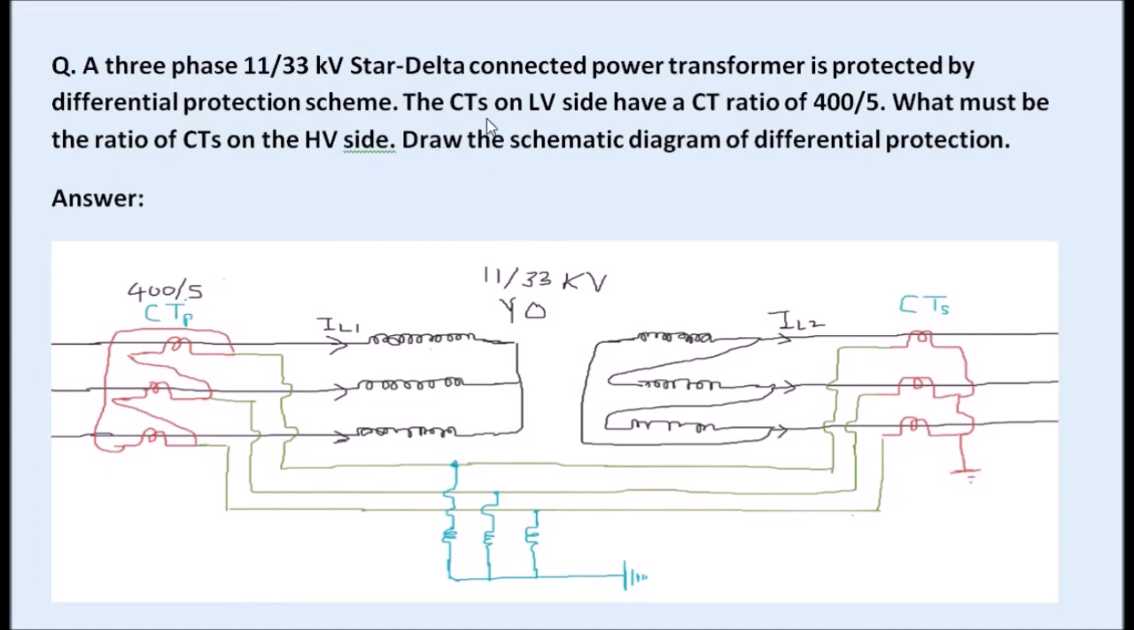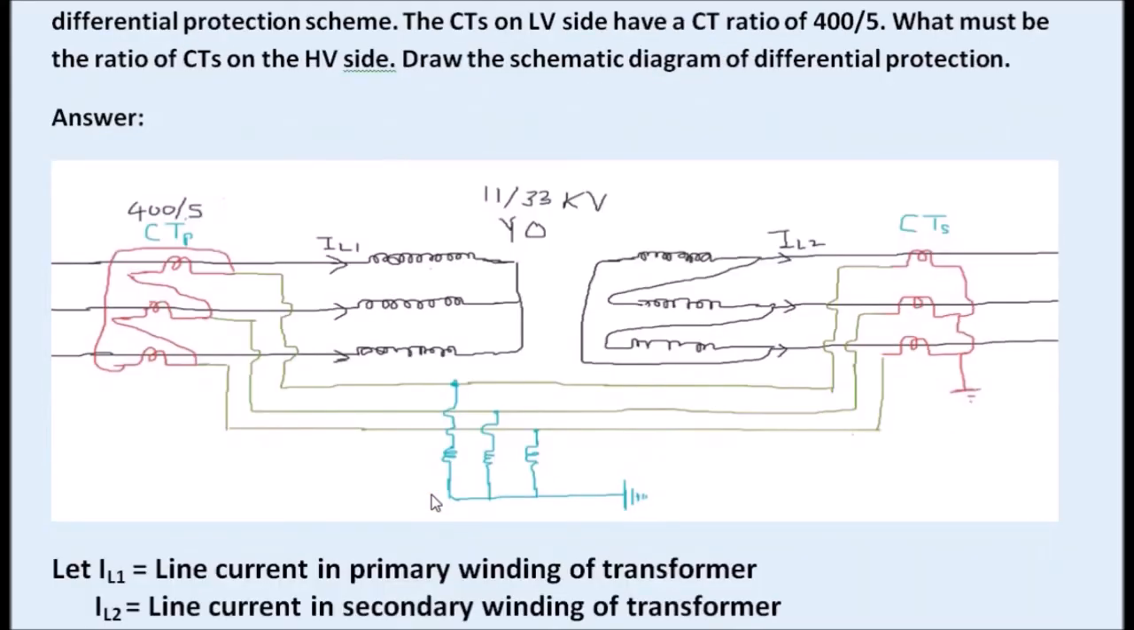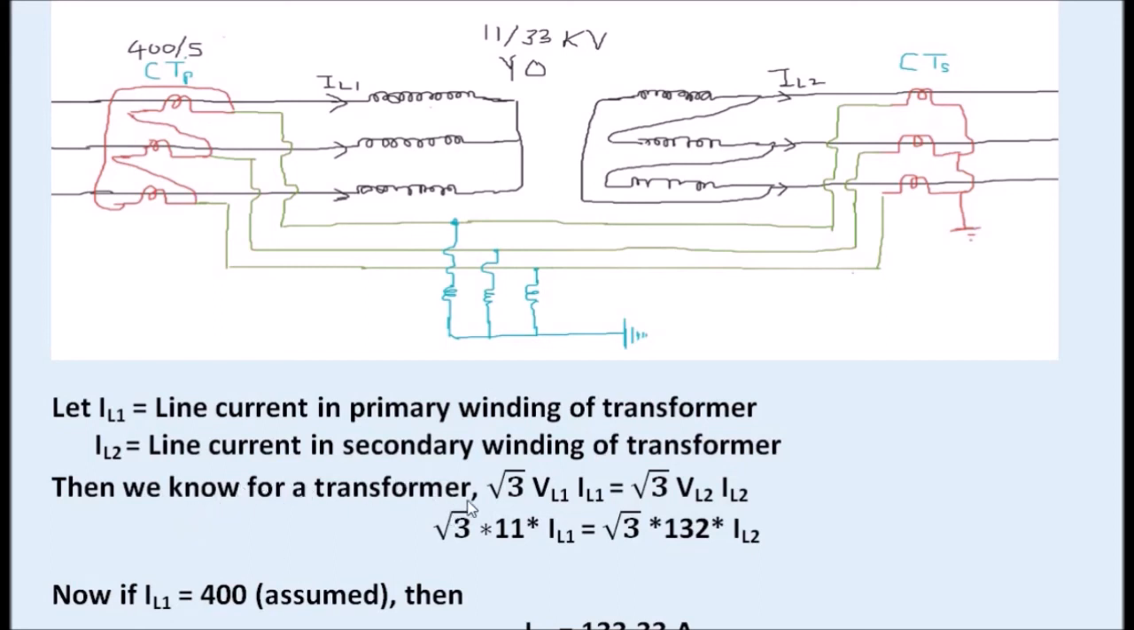Now the CTs on the LV side have a CT ratio of 400 by 5. The LV side of this transformer is the primary side, that is 11 kV, and its CT ratio is given as 400 by 5. So if we assume IL1 is the current flowing through the primary side of this transformer and IL2 is the line current flowing in the secondary side, then we know that for a power transformer, if losses are ignored, input power is equal to output power, that is root 3 times VL1 IL1 is equal to root 3 times VL2 IL2.